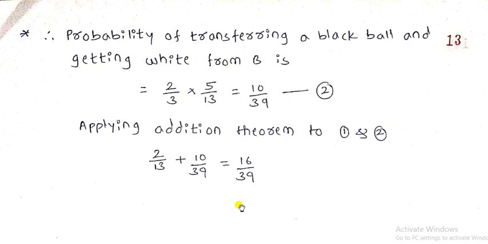So 16 divided by 39 denotes the probability of selecting a white ball after transferring from A to B. So these are a few examples on the addition theorem and product theorem.